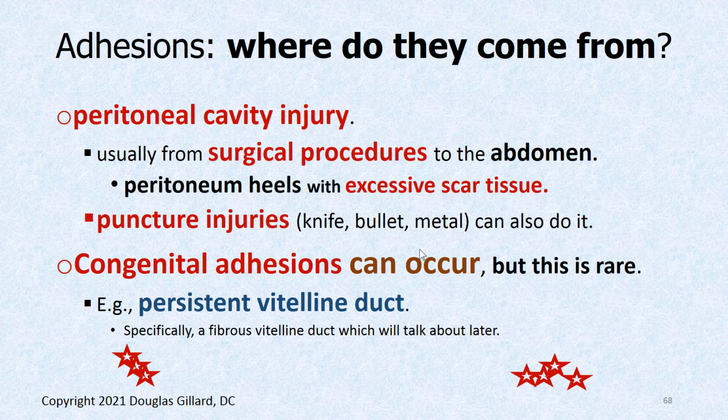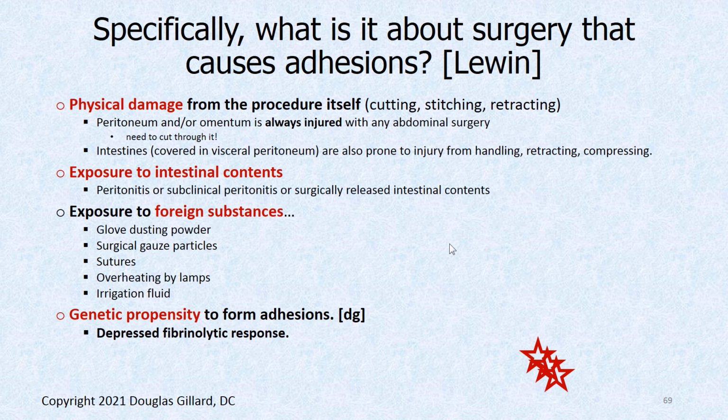And you can have congenital adhesions as well, like a persistent vitelline duct, which I don't think we usually get to. I have YouTube videos on it, but that's considered a congenital adhesion. But most of the time they are acquired adhesions, and it's almost always from some type of surgery, or if you get stabbed by a knife or a bullet or something like that. Anytime you cut through the peritoneal cavity, it heals, and the healing can go kind of crazy.